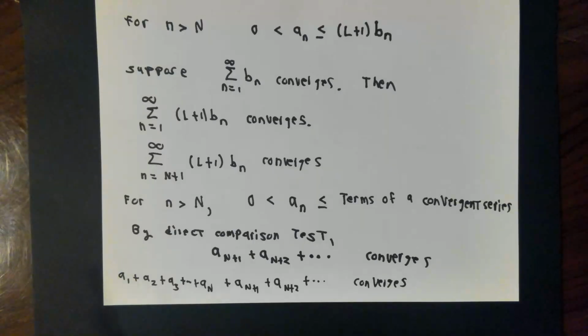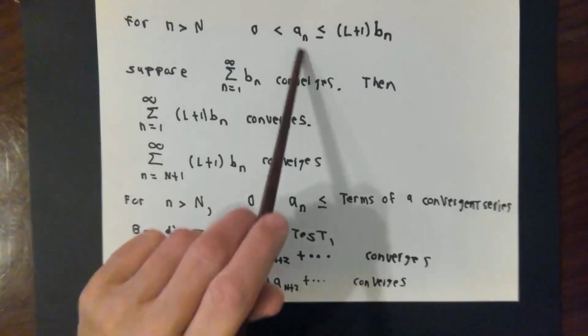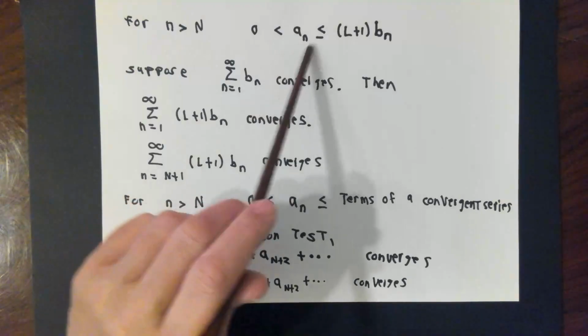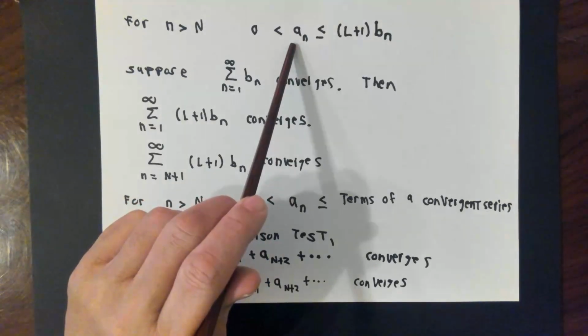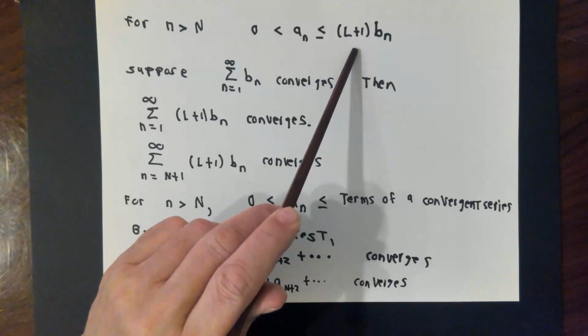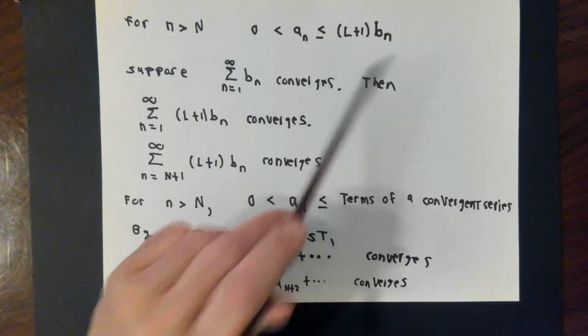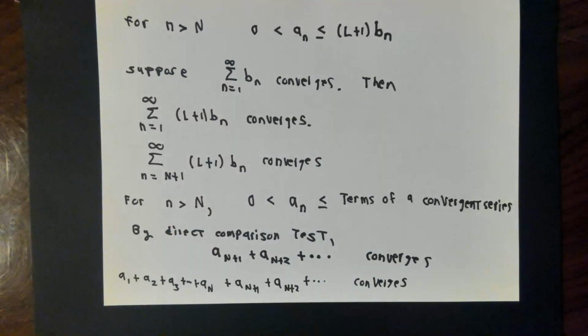the A's diverge. Then that means even though I leave out the first n terms, the sum of these things would have to diverge as well. The sum of L plus 1 B sub n, starting at capital N plus 1 and up, would have to diverge. L plus 1, even if L were 0, is positive. That would mean that B capital N plus 1 and so on must diverge, and that would give me another chunk of the limit comparison test.